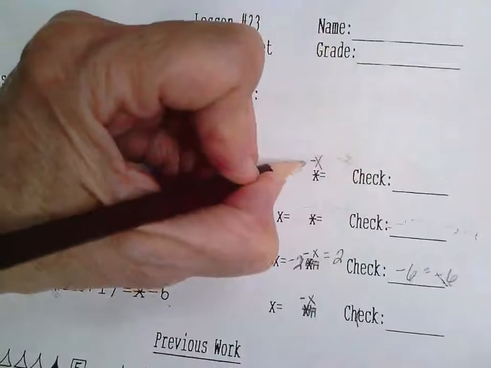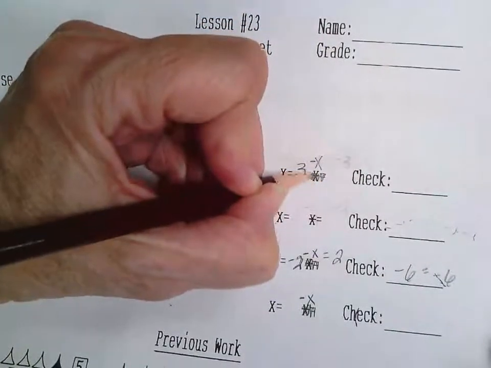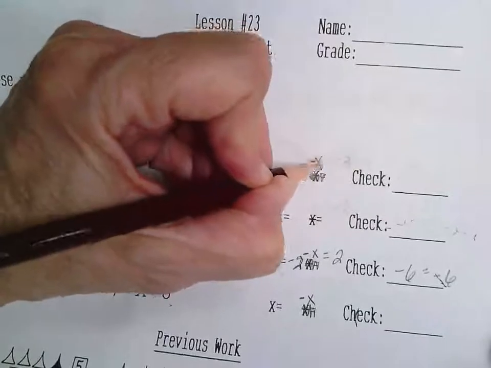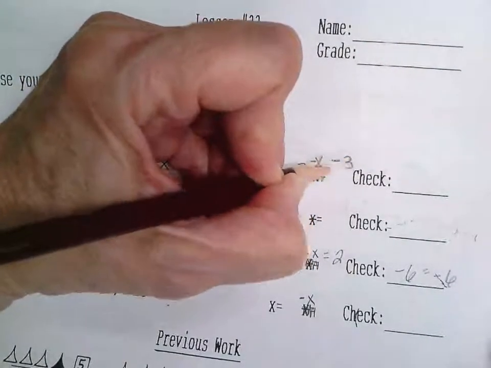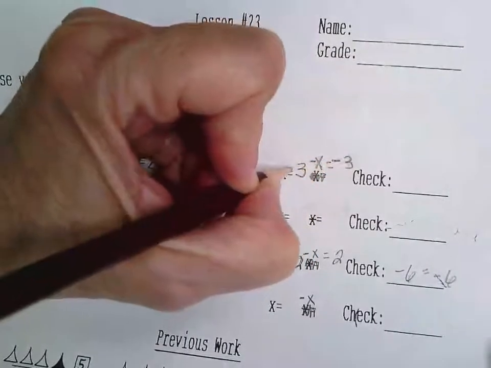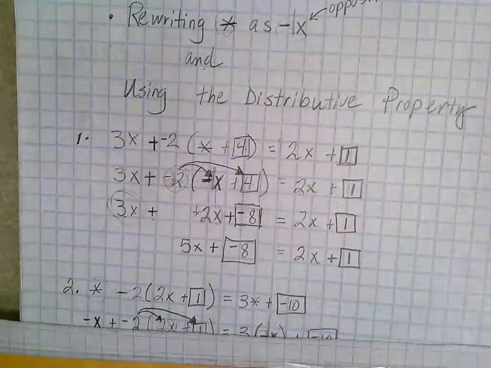X is equal to 3. And you can see I have crossed this out and I've written -x, and it is equal to the opposite of 3. So now I have to do my check.